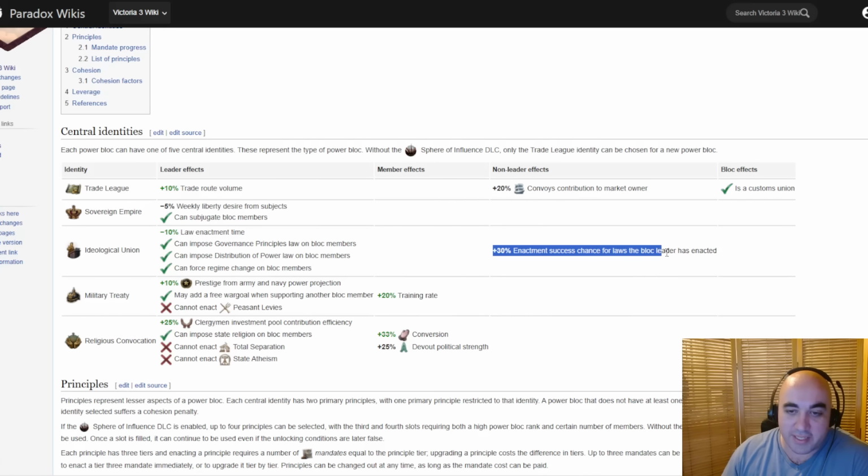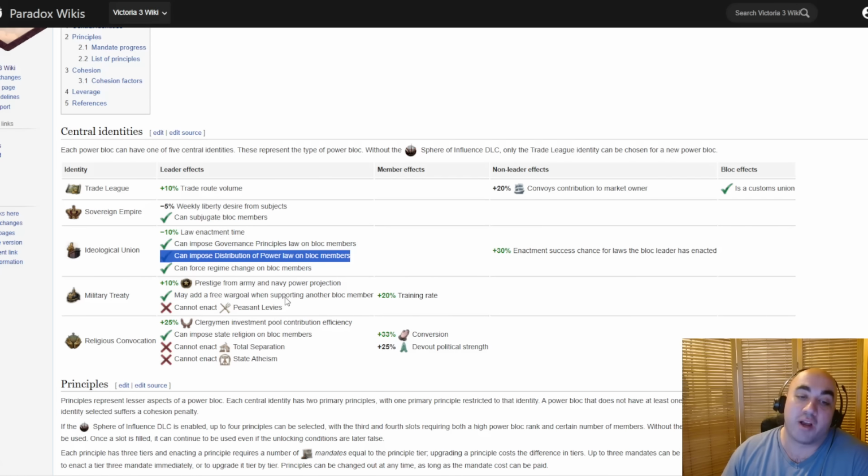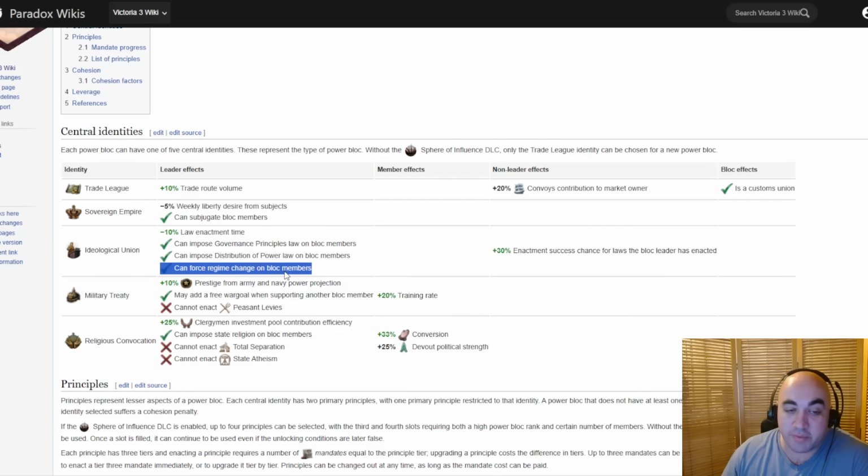But the main benefit here is the success chance. Going through it, minus law enactment time is better the more of it you have. If you float your authority and you also have over 90 legitimacy, which is going to be important for the block, then you can get minus 60% law enactment time, so you can really whiz through passing laws. You can impose government principles and distribution power on bloc members, not just subjects. Most of your bloc members are going to be your subjects, so this is maybe not that helpful, but you can force regime change on bloc members.